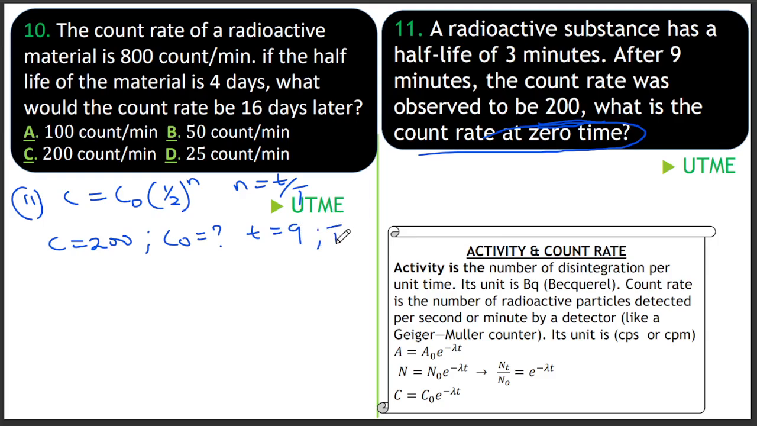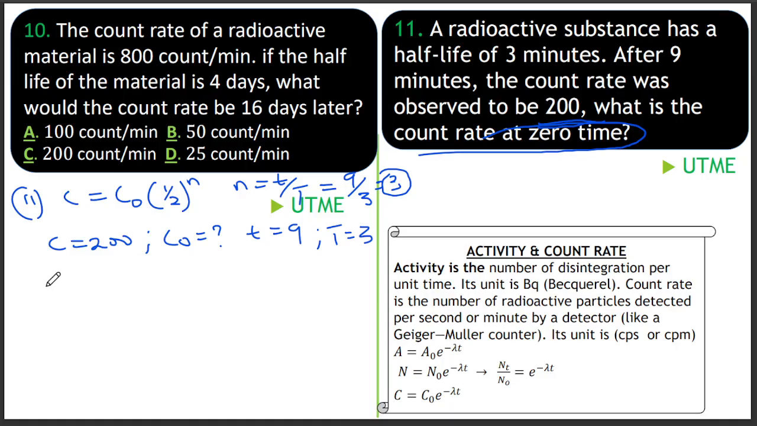And capital T, which is half-life, is 3 minutes. So that means that n, which is small t over capital T, will be equal to 9 over 3, which will give us 3. So again, remember that this n can help you know the number of arrows to draw. It also helps you to know the number of half-lives. Is that okay? Okay, so since we know that 3 is the number of half-lives, so let's go. Oh, we are using the formula method, not even the arrow method.